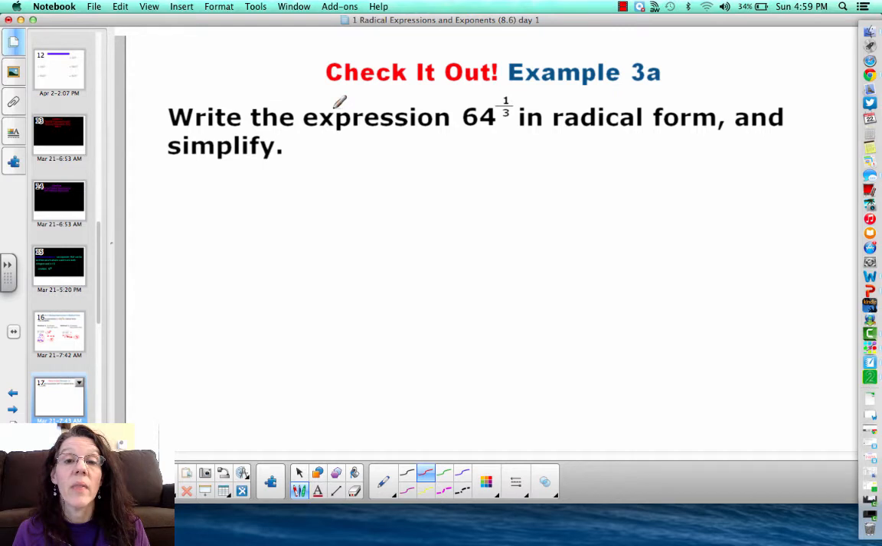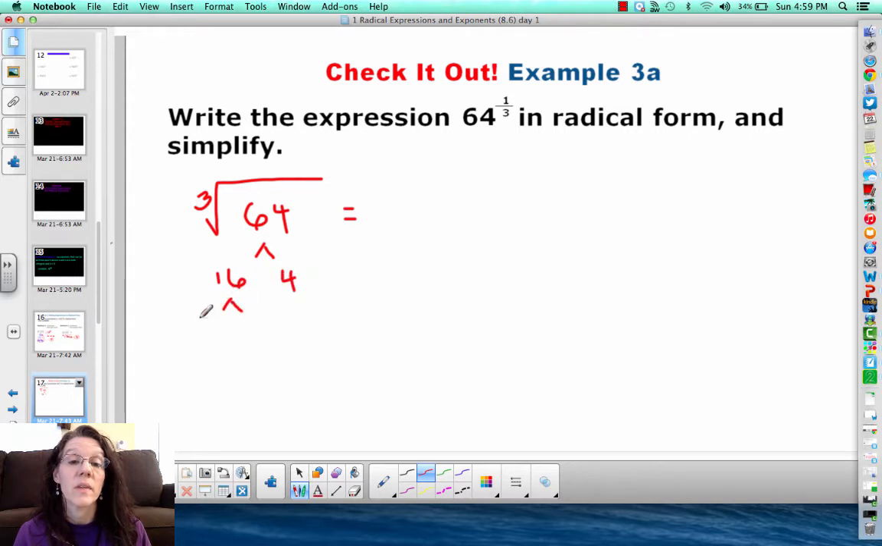Okay. So now we're going to write this expression, 64 to the 1/3 power, in radical form and simplify it. So the 1 is my power and the 3 is my root. So to write this, I'm going to write my root, and since the 3 is on the bottom there, it's my root. So it's the cube root of 64. Okay, so if I need to, I can break 64 down into 16 times 4. And I can break that 16 down into 4 times 4. And since I'm looking for the 3rd root, I need a group of 3. And so the 3rd root of 64, the cube root of 64, is 4.